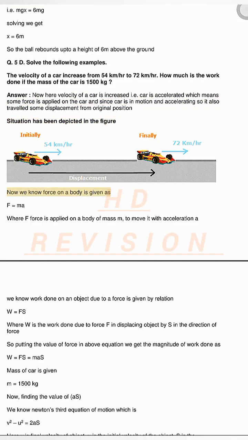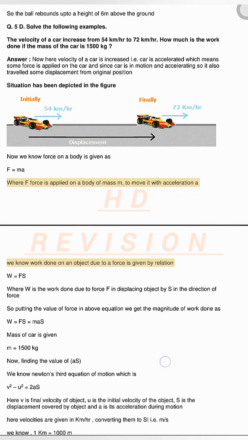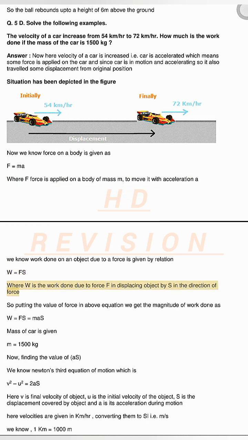The situation has been depicted in the figure. Now we know force on a body is given as F equals ma, where force F is applied on a body of mass m to move it with acceleration. We know work done on an object due to a force is given by the relation W equals Fs, where W is the work done due to force F in displacing the object by s in the direction of force. So putting the value of force in the above equation we get the magnitude of work done as W equals Fs equals m a s. Mass of the car is given, m equals 1,500 kilograms.